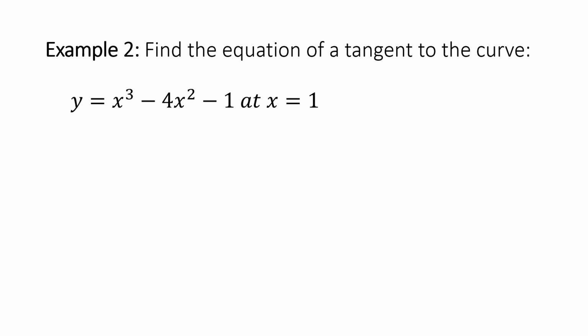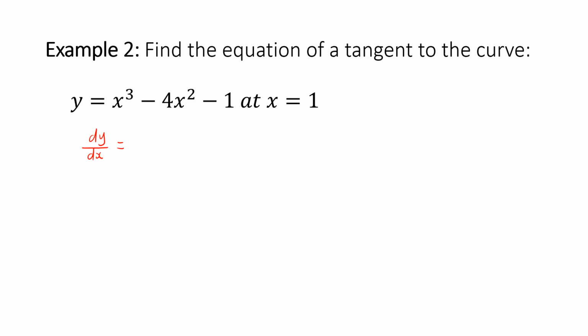In our second example, we have been asked to find the equation of the tangent to the curve y is equal to x cubed minus 4x squared minus 1 at x is equal to 1. First, we shall obtain the gradient function. That is, we shall take the derivative of y with respect to x.